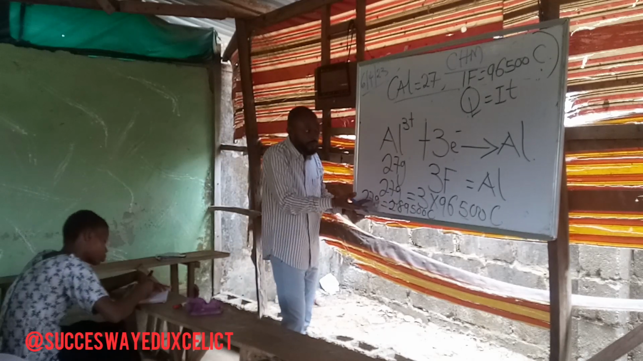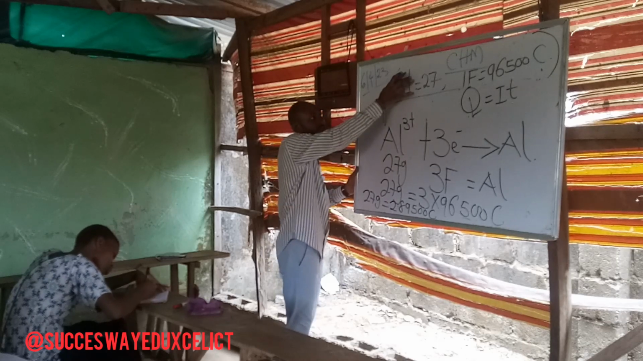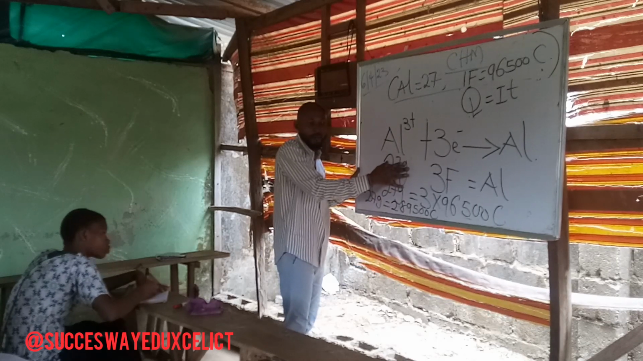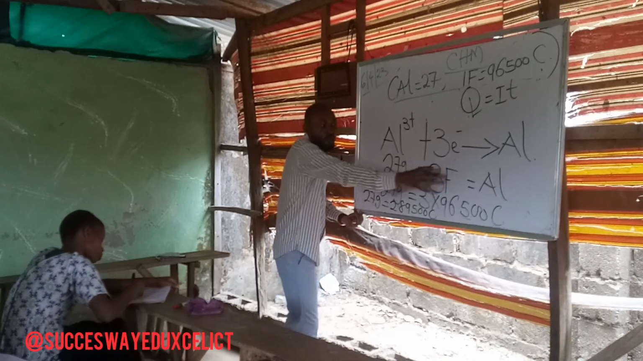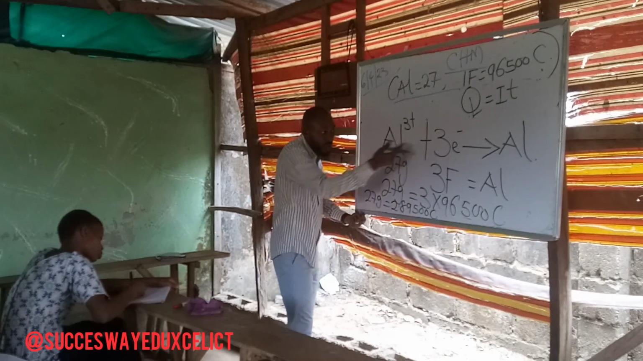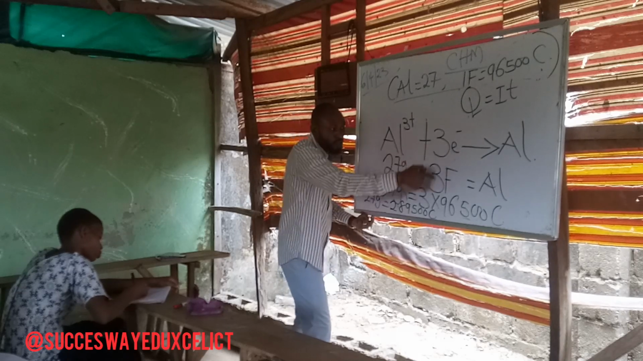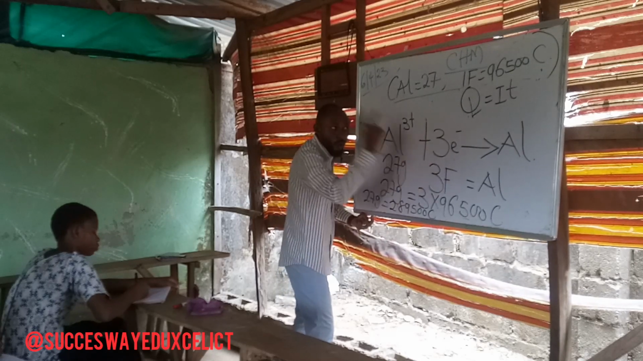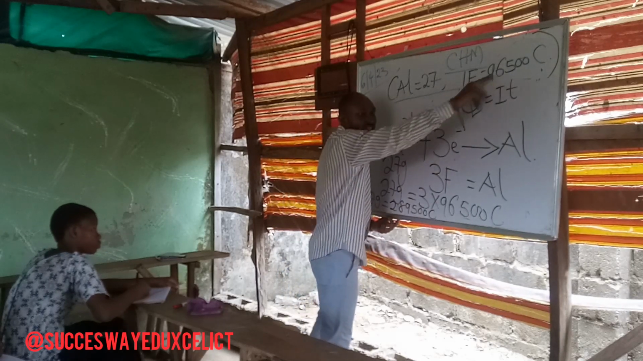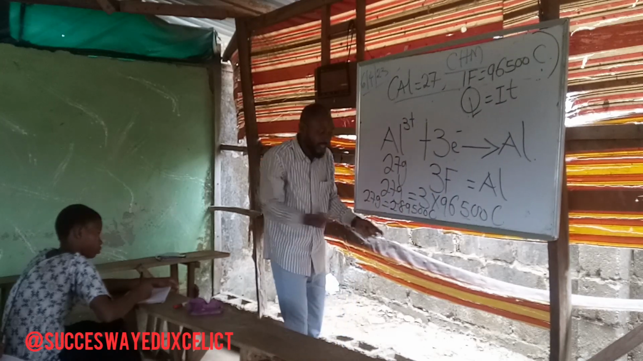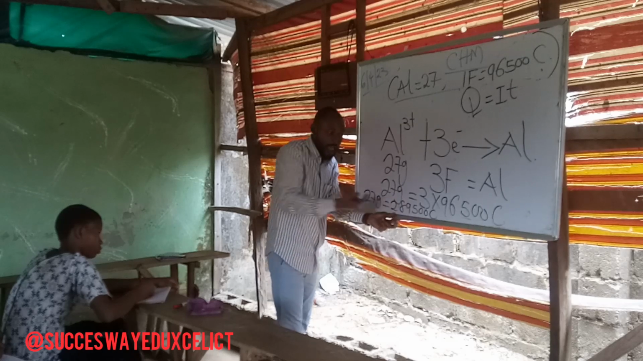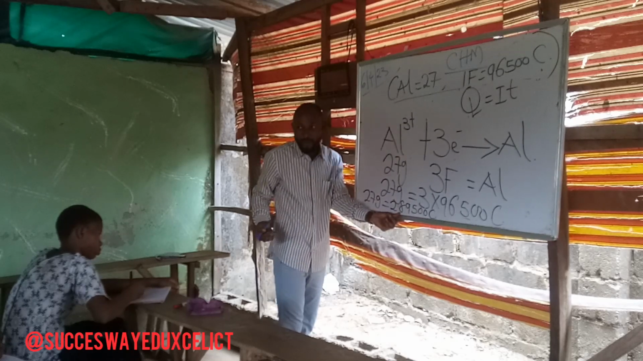You don't understand? Look at me here. Since they've given me the mass of aluminium to be 27 grams, I need to know the quantity that 27 grams would produce. And from this equation, 27 grams is going to produce 3 Faraday. 1 Faraday is 96,500. It means 3 Faraday is going to be 96,500 times 3. That gave rise to this here. Am I communicating?